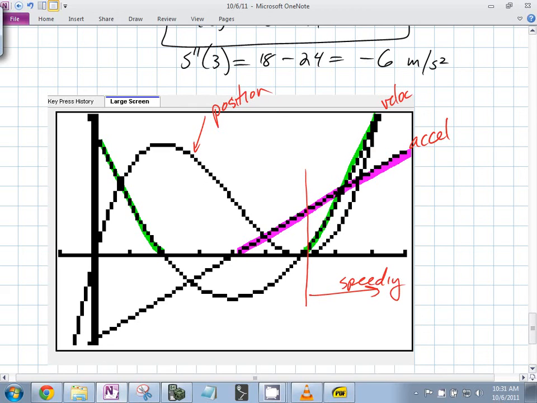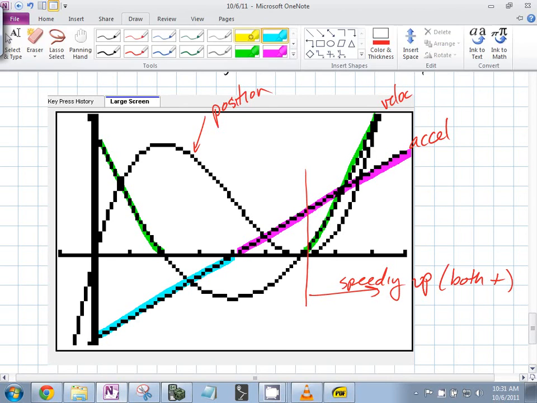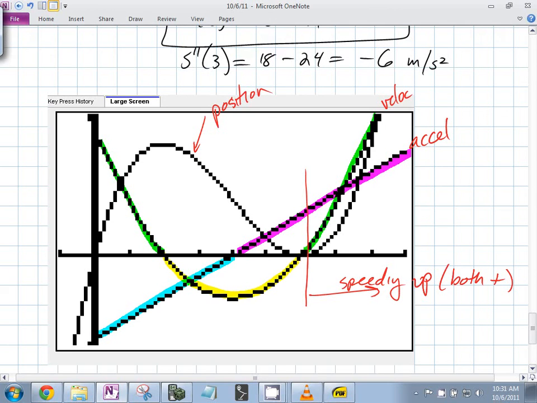Let's use some more colors here. Blue here. Here's where this is negative, right? And let's draw yellow. Here's where it's negative. So where are they both negative? From here to there. They are also speeding up because they are both negative. Does that make sense, everybody? Yep. Based on that function?